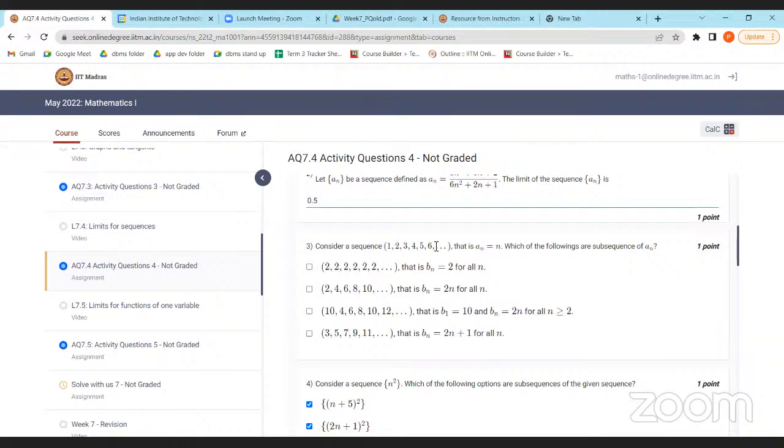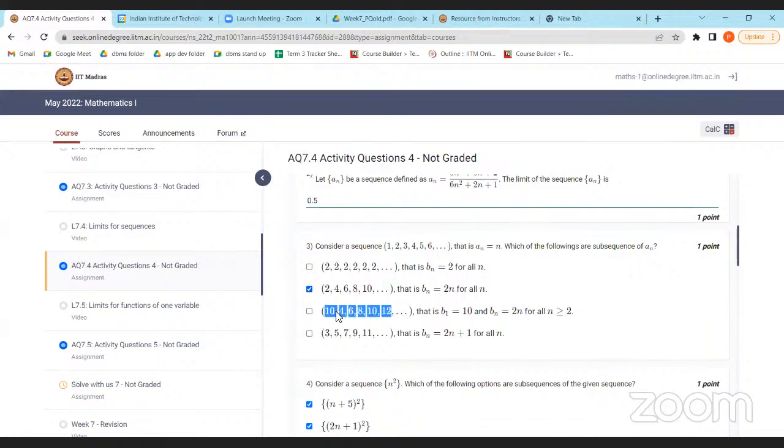Here it is 2, 2, 2. If 2 is repeating in my sequence, this is not my subsequence, right? So we have to find the subsequence for this particular a_n equals n. Now let us take this. 2 is there, 4 is there, 6 is there, 8 will also be there. For every 2n the value will be there. So this is my subsequence.